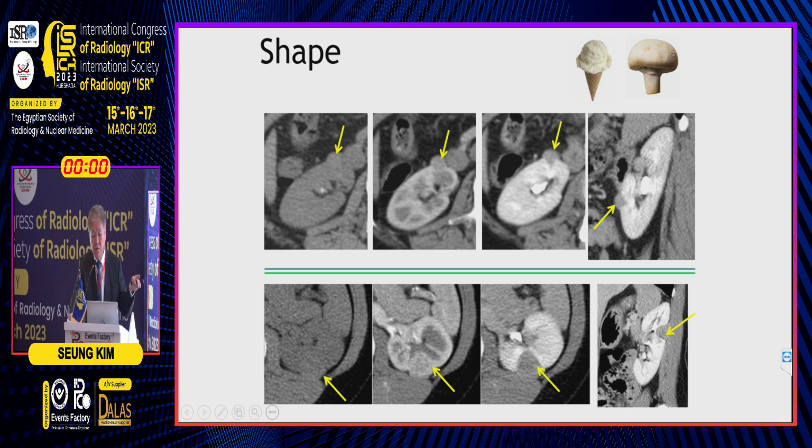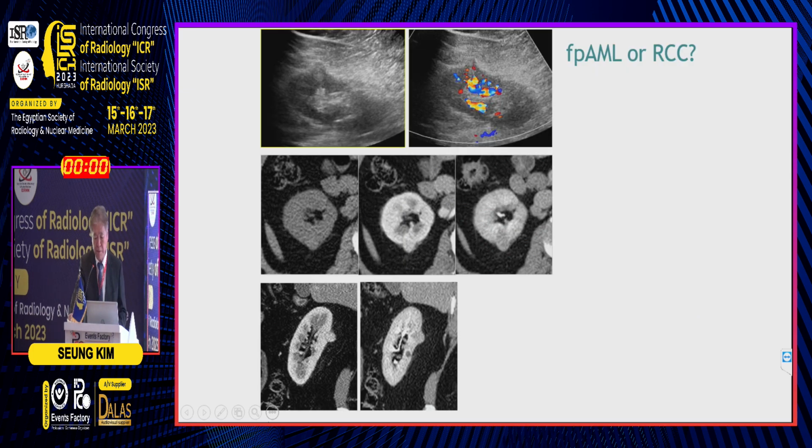The shape is also important. If the mass has a shape like this, an ice cream cone or mushroom shape, it means that inside the kidney it has a somewhat triangular shape, and outside the kidney it has an expansion like this. Think about a very soft mass, and more likely a fat-poor angiomyolipoma than renal cell carcinoma. Those two cases are both fat-poor angiomyolipomas.